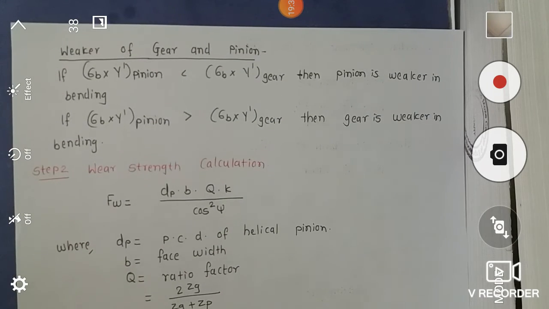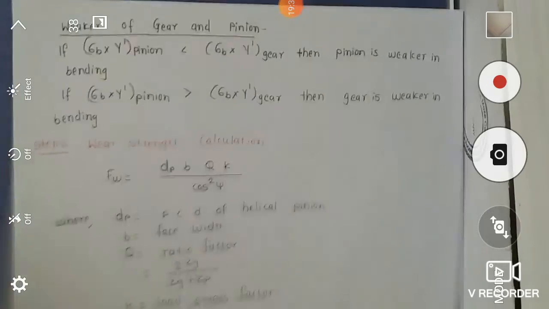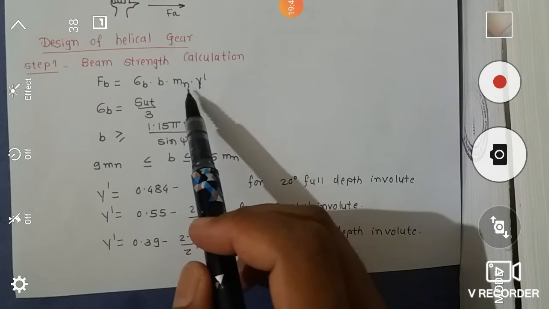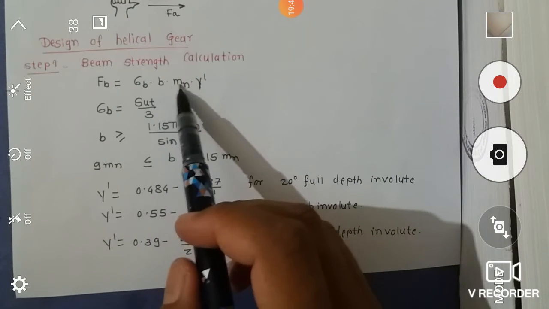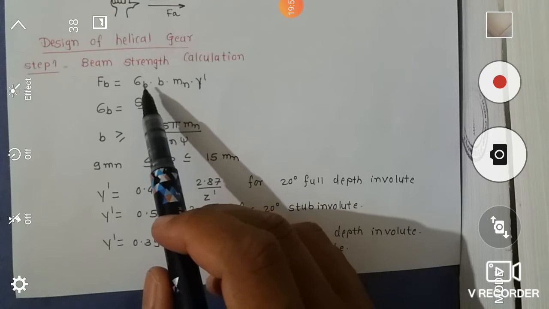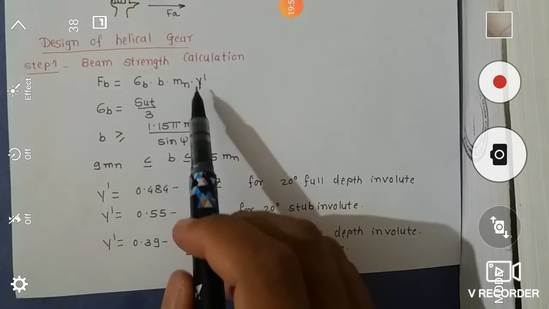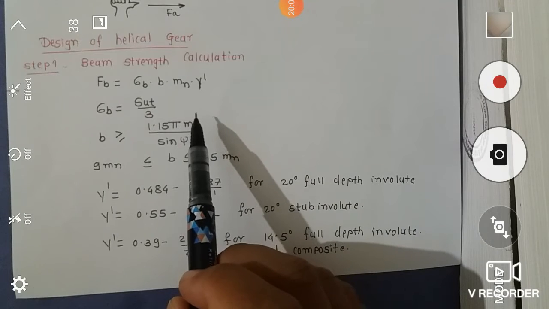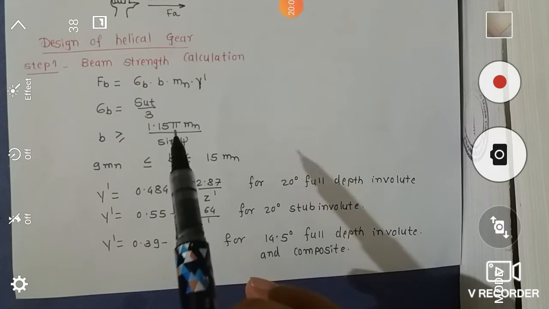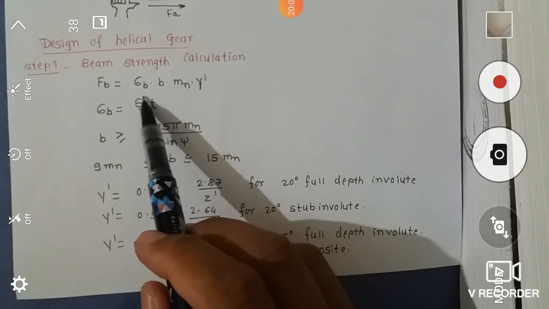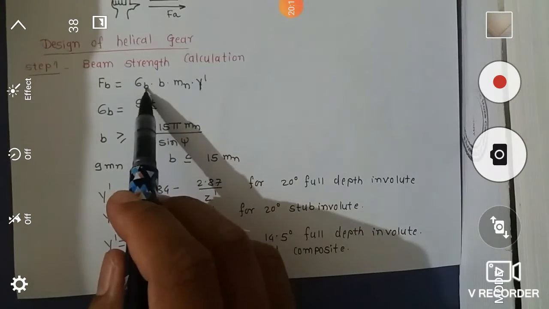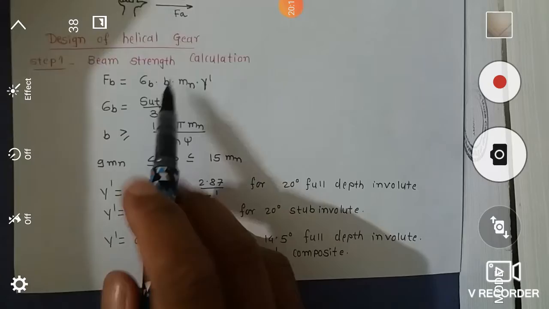Now after substituting the values of sigma b and y dash for pinion and gear, because b and mn are common to pinion and gear, the deciding factor becomes sigma b into y dash. So find out sigma b into y dash for the pinion as well as the gear, then compare these values, find out which is the lesser value, and substitute that value. That is, if pinion sigma b into y dash is less than gear sigma b into y dash, then the pinion is weaker, and you substitute the pinion values in the beam strength equation.